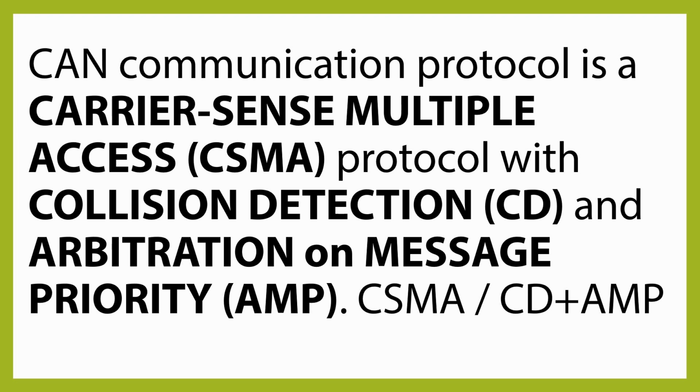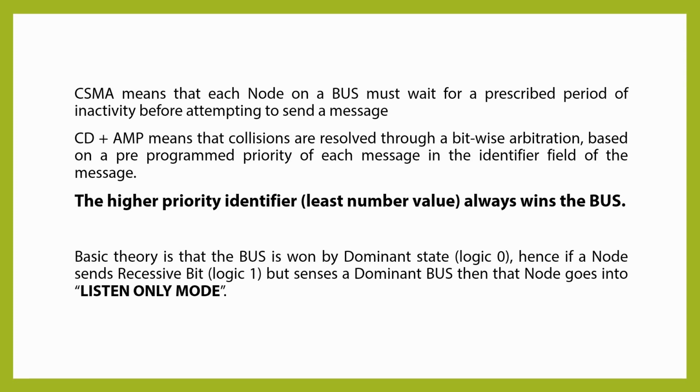So CAN communication protocol is CSMA/CD plus AMP. Okay, what does CSMA mean? CSMA means that each node on a bus must wait for a prescribed period of inactivity before attempting to send a message. That is what we have explained in the prior slide, that it will wait until the bus gets idle, a prescribed period. That prescribed period is what we have mentioned as 6 to 7 clock pulses. So that is what CSMA is. It waits, or bus must wait for a prescribed period of inactivity before attempting to send a message.